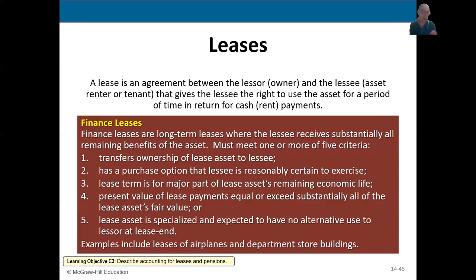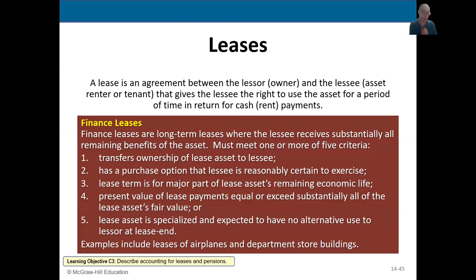The operating lease gives the lessee the right to operate using that lease from the lessor, the owner. Okay, an example of that would be rent. You're renting the asset from the landlord, the place where you live, in exchange for a rent payment. That is a form of an operating lease.